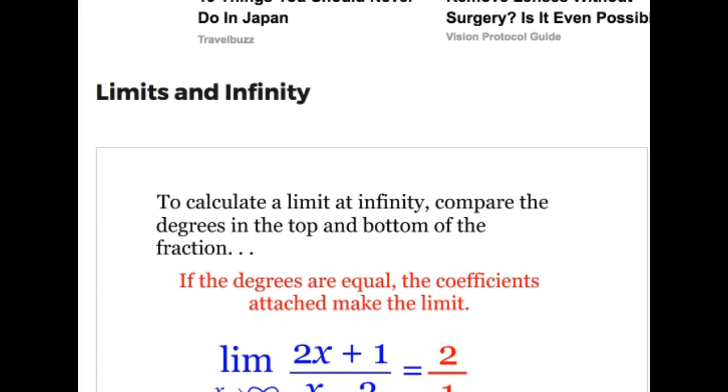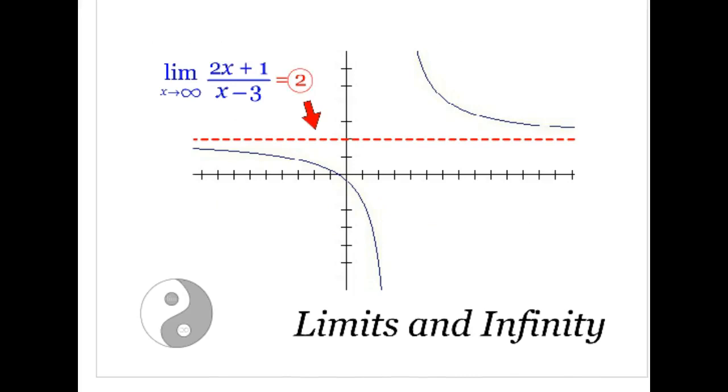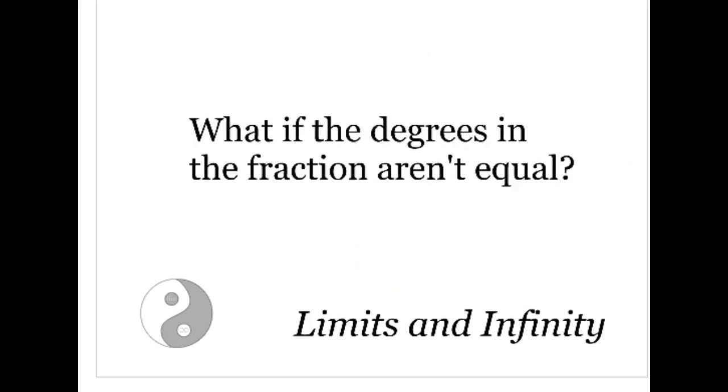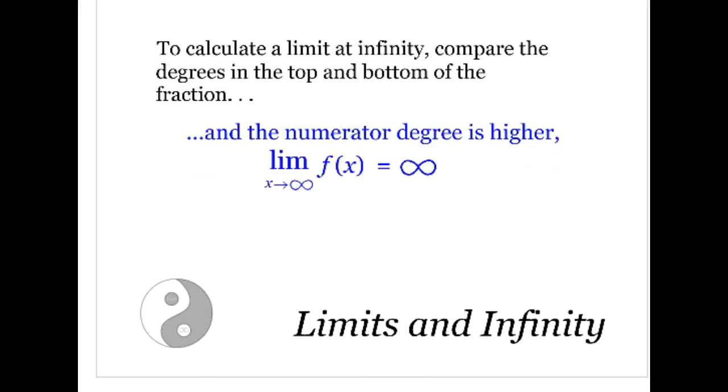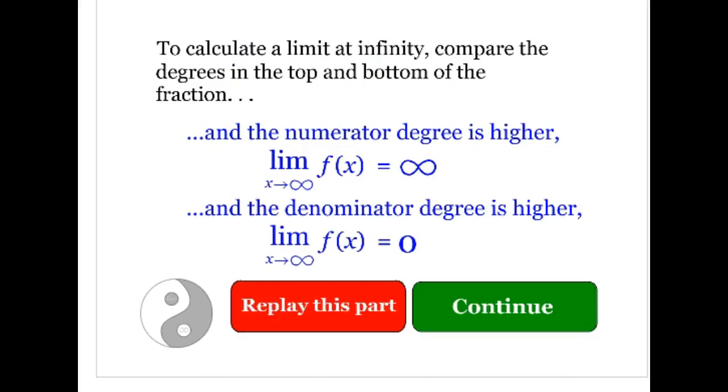Therefore, the limit will be 2 over 1, and we say that the limit as x approaches infinity of 2x plus 1 divided by x minus 3 is 2. And remember, we already know from the graph of f that the horizontal asymptote is 2, so it checks out. Now, what happens if these degrees are unequal on the top and bottom of the fraction? Well, if the denominator's degree is higher, then the limit is 0. But if the numerator's degree is higher, the limit doesn't exist because it's infinity.